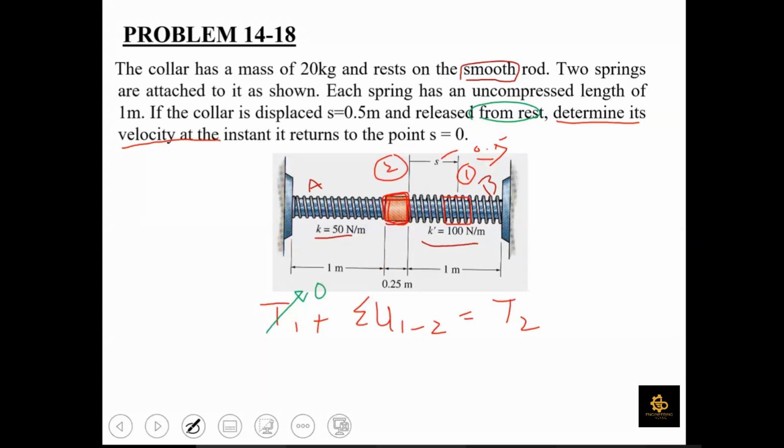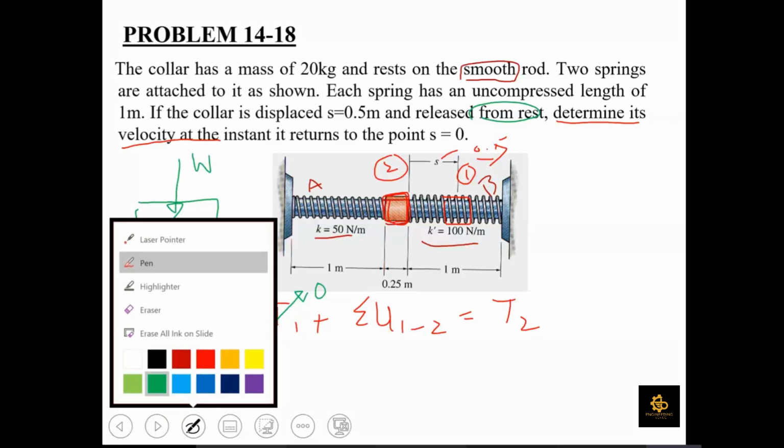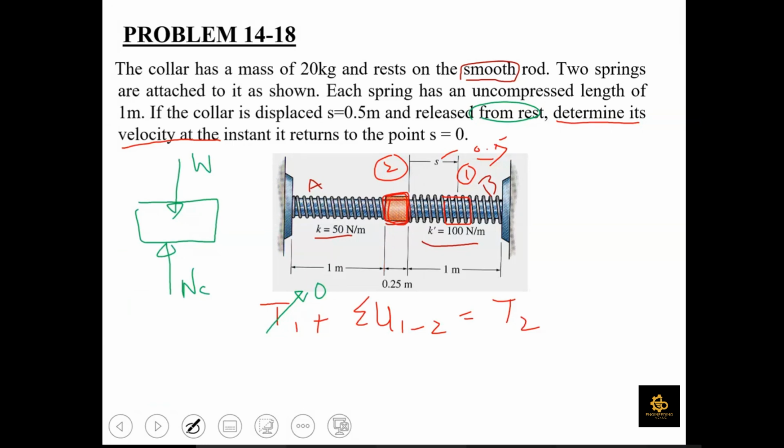Now, if we draw a free body diagram of this collar, the forces which would be acting on this collar are shown to you here. One is the weight of the collar, which would be acting downward. The second force would be the normal reaction force when you remove the rod connection from this collar. So you are going to get a normal reaction force here. Any other force which you want to include in the free body diagram? रेस्ट पे तो uncompressed है वो.